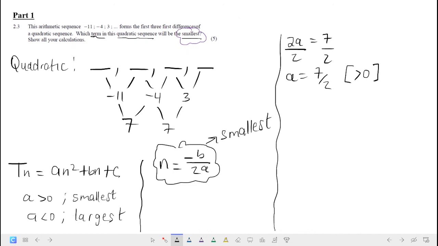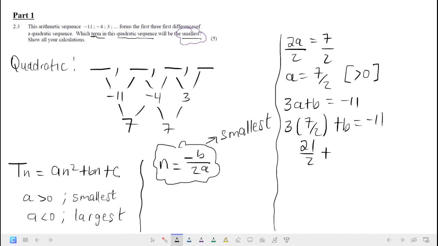Now what about b? We're going to say 3a plus b is equal to minus 11. So this gives us 3 times 7 over 2 plus b is equal to minus 11, which means 21 over 2 plus b equals minus 11. If you take that over, you're going to get the value for b as minus 11 minus 21 over 2, which will give you minus 43 over 2.